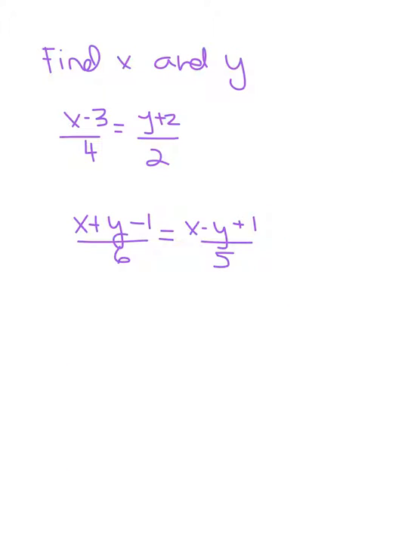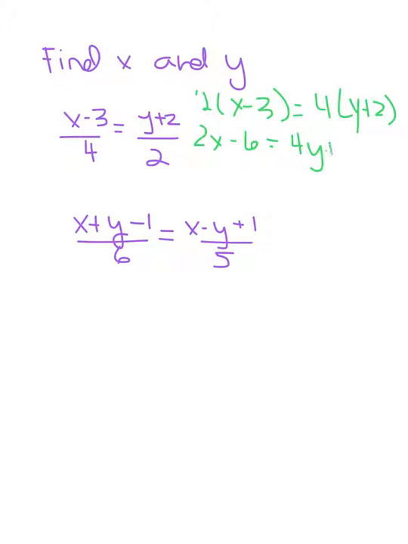In our last problem for today, I have to find x and y. So I have two separate proportions. Each of them have the variables x and y. So in the first proportion, I have 2 times the quantity of x minus 3 is equal to 4 times the quantity of y plus 2. So I'm going to distribute that 2, and I get 2x minus 6 is equal to 4y plus 8. I'm going to put this in standard form, so I have 2x minus 4y is equal to 14.